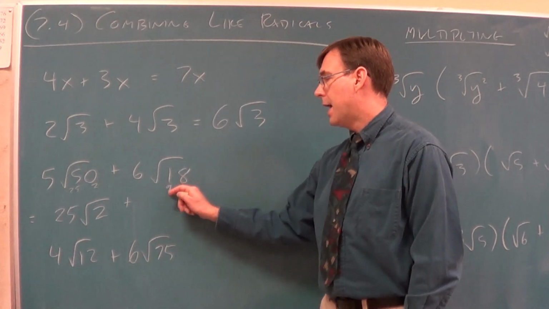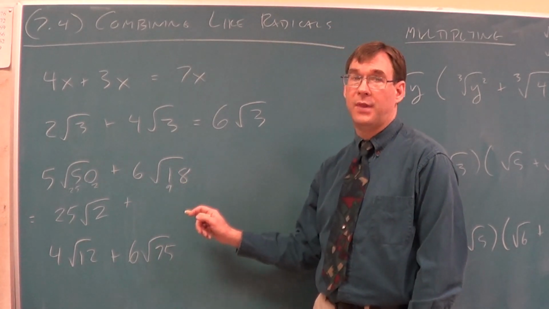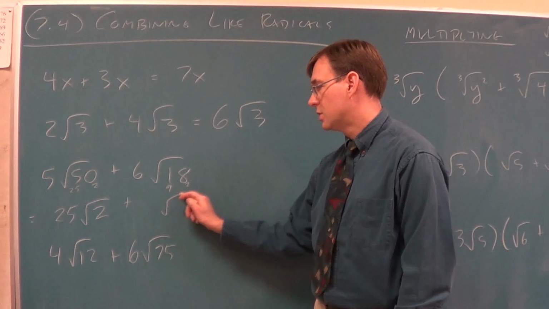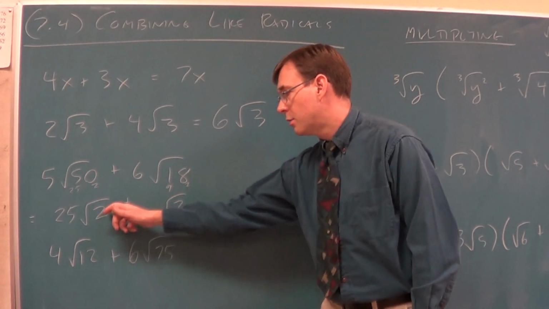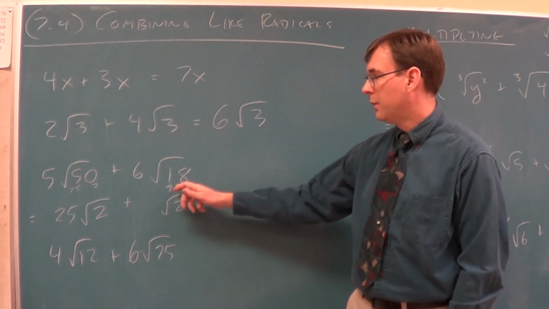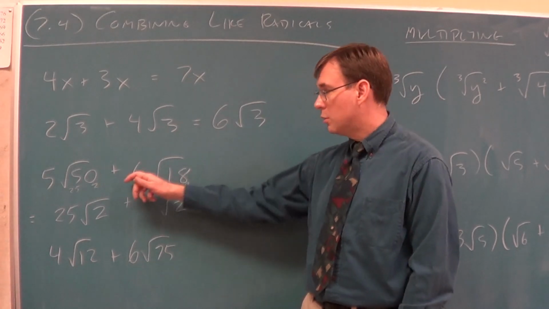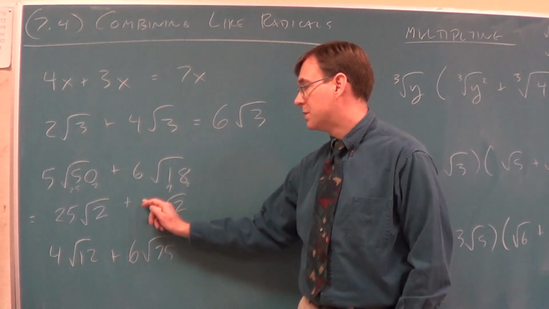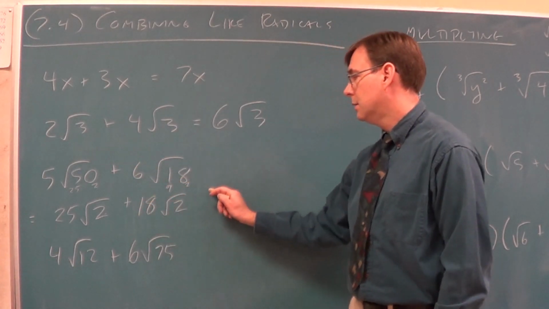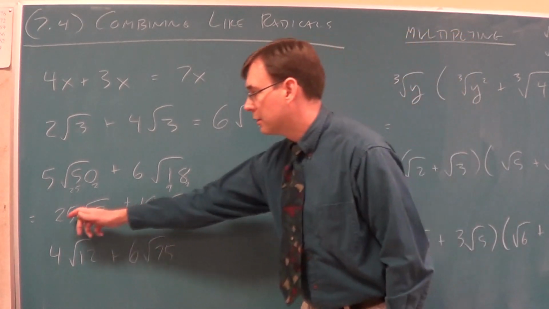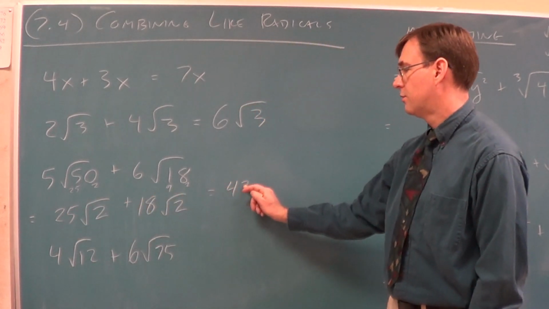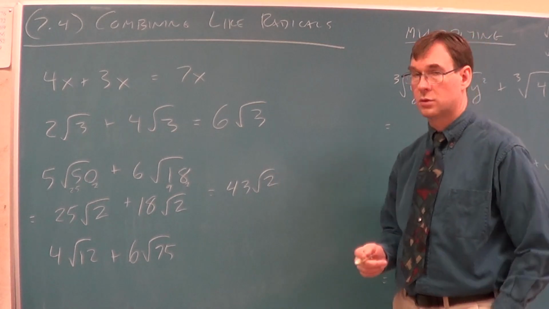It could bump into this other 5, which would multiply and get us up to 25. For 18, 9 is on the squares list. 9 goes into this twice, so this can also have a 2 underneath, and we've created like radicals now. The square root of 9 is 3, which pops out. 3 bumps into 6 to make an 18. And then those can be put together. A 25 plus an 18 is 43 of those root 2s.